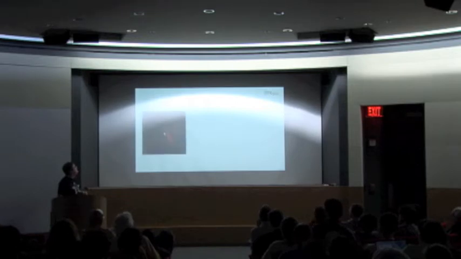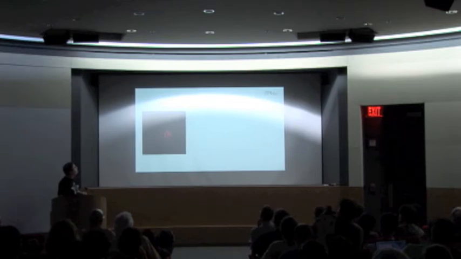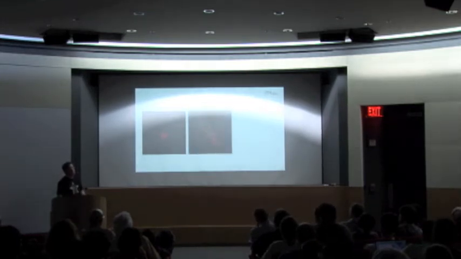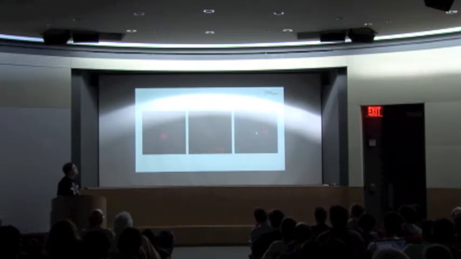For example, you may be attracted towards other individuals. As I mentioned, you may tend to align your direction of travel with near neighbors. And you may also have a balance. You may exhibit both attraction and repulsion.